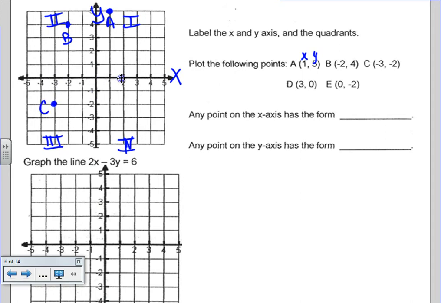D is (3, 0), so right 3 and then up nothing. And E is (0, -2), so right or left nothing, but down 2.